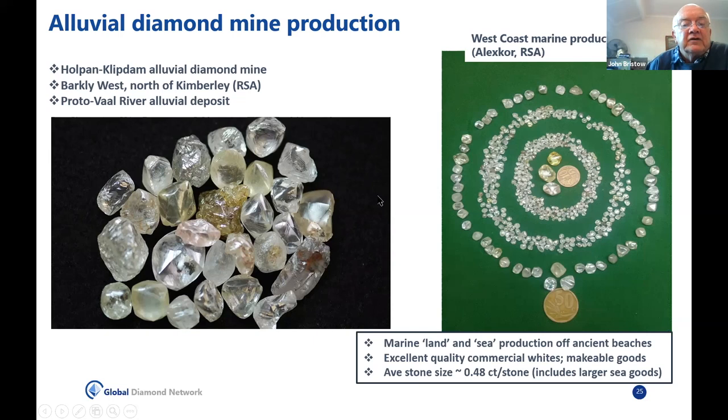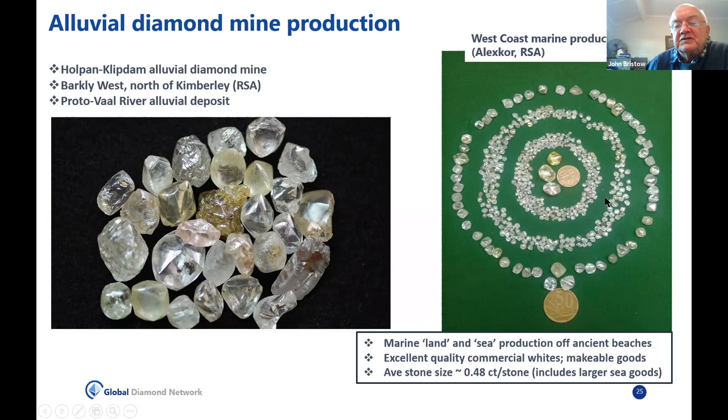And so on the left-hand side there is typical alluvial production from one of our mines. This was a mine that I was involved with, so I can vouch for these goods, just north of Kimberley, a fascinating alluvial deposit known as Holpan Klipdam, and these exceptional stones, also very large. And then on the right-hand side, the big stones never travel all the way to the ocean, 1,000 kilometers down the river to our west coast. It's the small ones that will typically make it all the way to the coast.